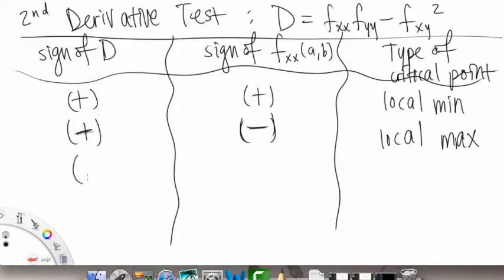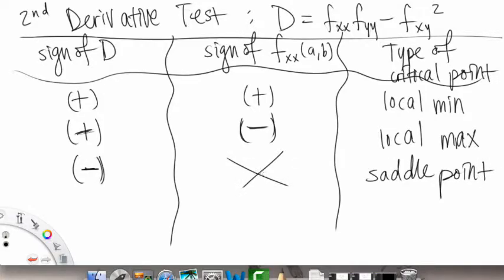And then let's say D is negative. That means that fxx and fyy don't agree. They're opposite signs, so that means that we're automatically at a saddle point. So the sign of fxx doesn't really matter. We just know that whatever the sign of fxx is, fyy is the opposite of that.